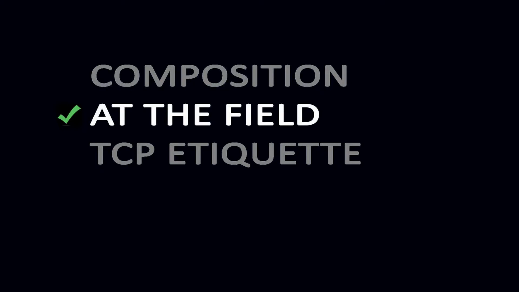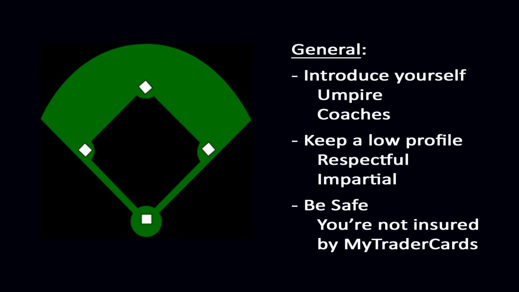Okay, now let's change gears and talk about strategies we can use at the field. First, whenever I'm shooting a game, I always start by introducing myself to the umpires and the coaches and explaining what I'm doing. Most umpires at the Little League level will be okay with you on the field if you stay out of the way. More on that in a minute.